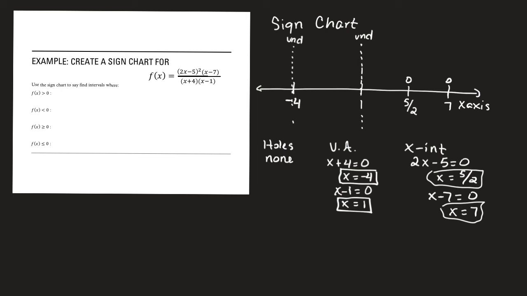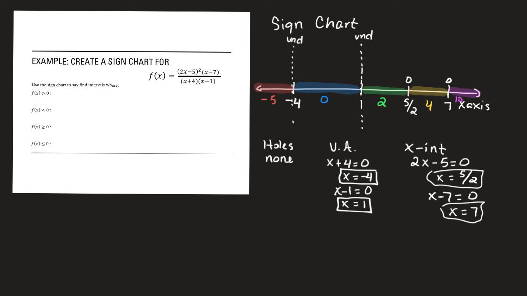Okay, now we're going to set up our test points, and I'm probably going to do most of that work off screen. So we're going to find the signs in the following areas. The first sign that we'll find is below -4, so we can use a value like -5. The next section is between -4 and 1, so we can use an x value of 0 as our test point. Between 1 and 5/2, we can use the value 2. Between 5/2 and 7, we can use the value 4. And greater than 7, we can use the value 10.